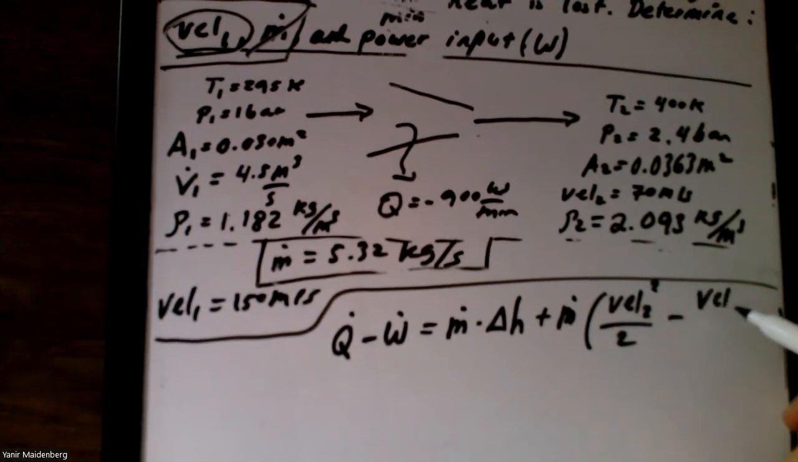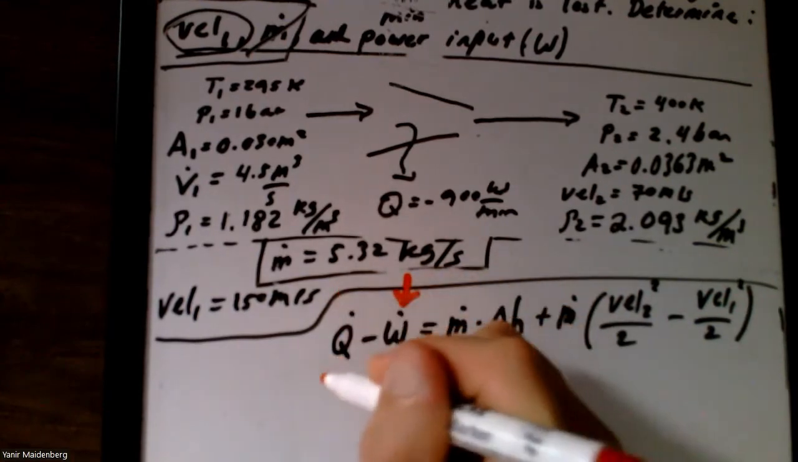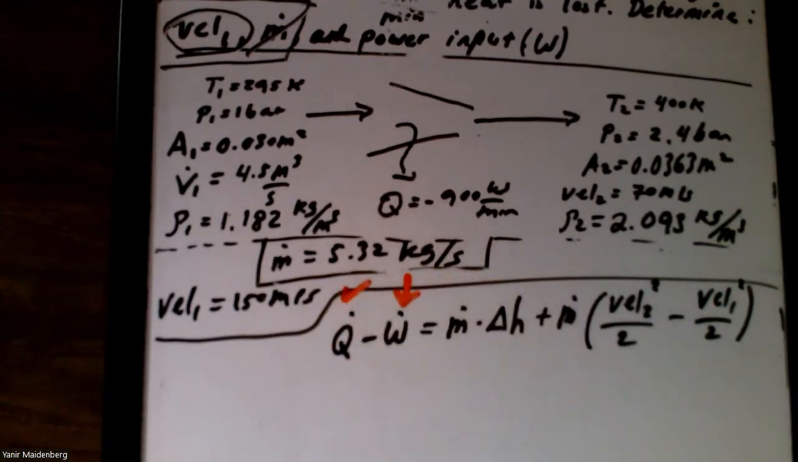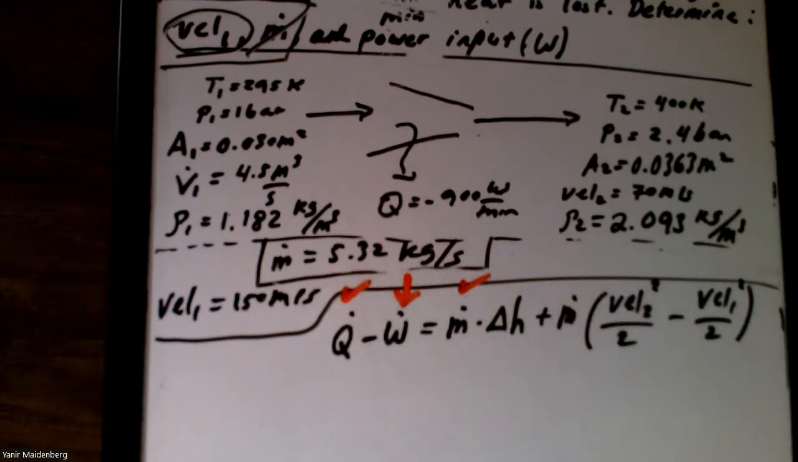Okay, Vel1 squared over 2. Let's see what we have and what we don't have, what we need to do. So we're looking for W. That's what we want. We don't have that. We have Q. We're given that specifically. We calculated M dot. That's right above the check mark.